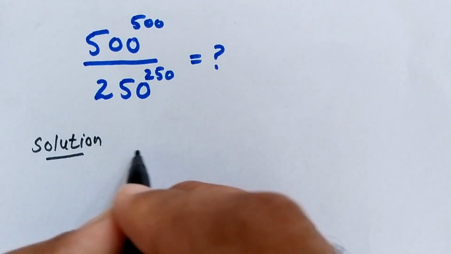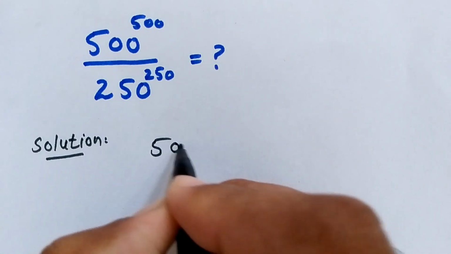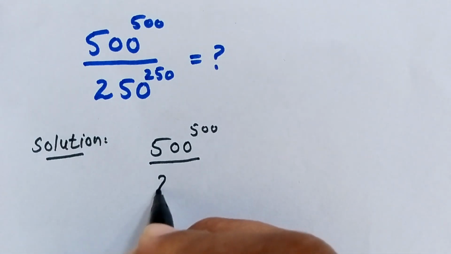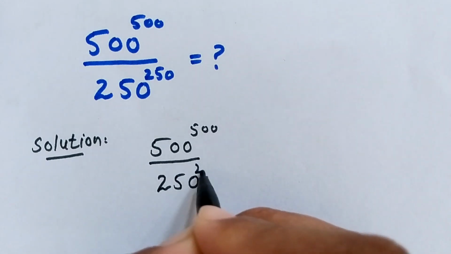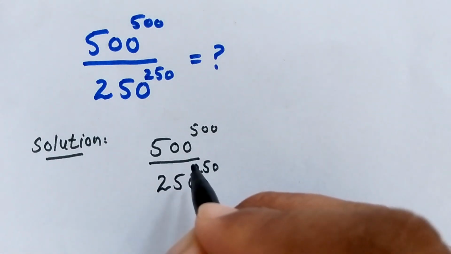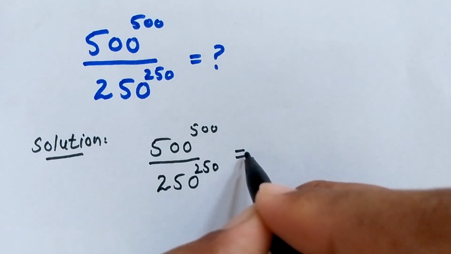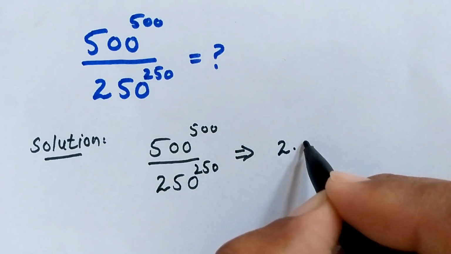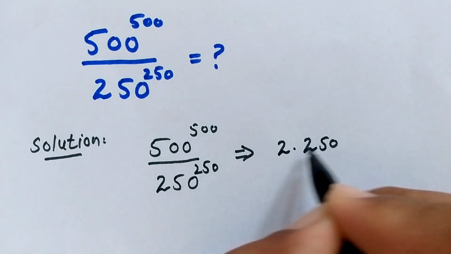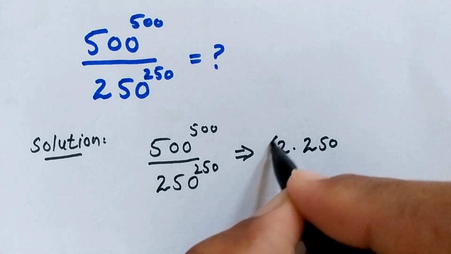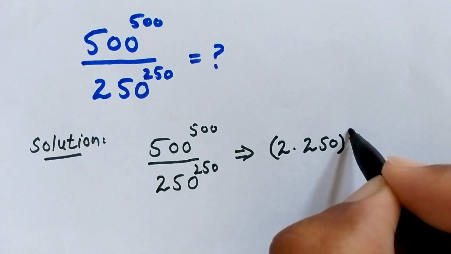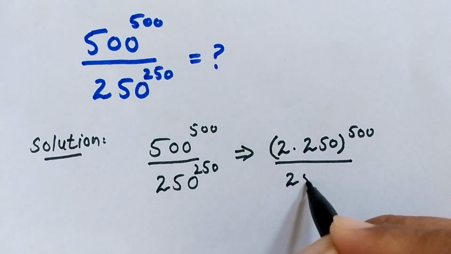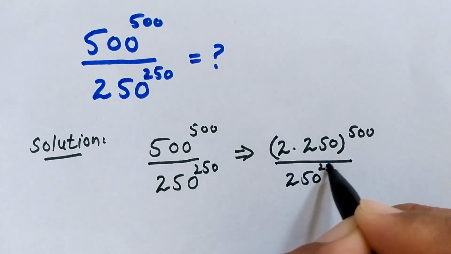The question is 500 to the power of 500 divided by 250 to the power of 250. We have to solve this question. We know that 500 is equal to 2 times 250. So 2 times 250 is equal to 500, and to the power of this 500, divided by 250 to the power of 250.